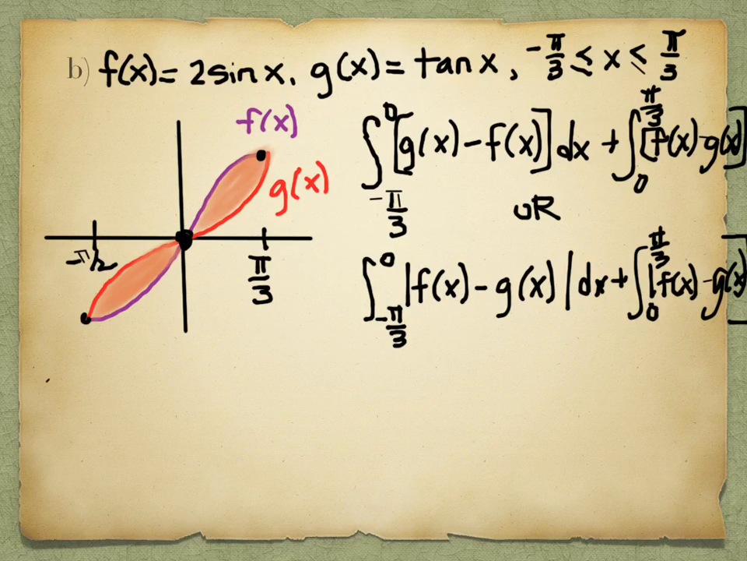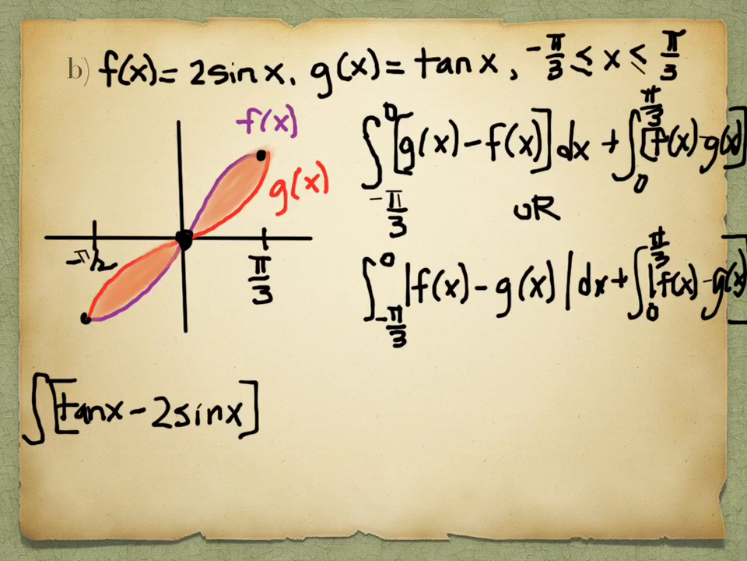So we're going to take the integral. Our integral is g of x first. G of x is tangent x minus 2 sine x. And this goes from negative pi thirds to 0 dx.